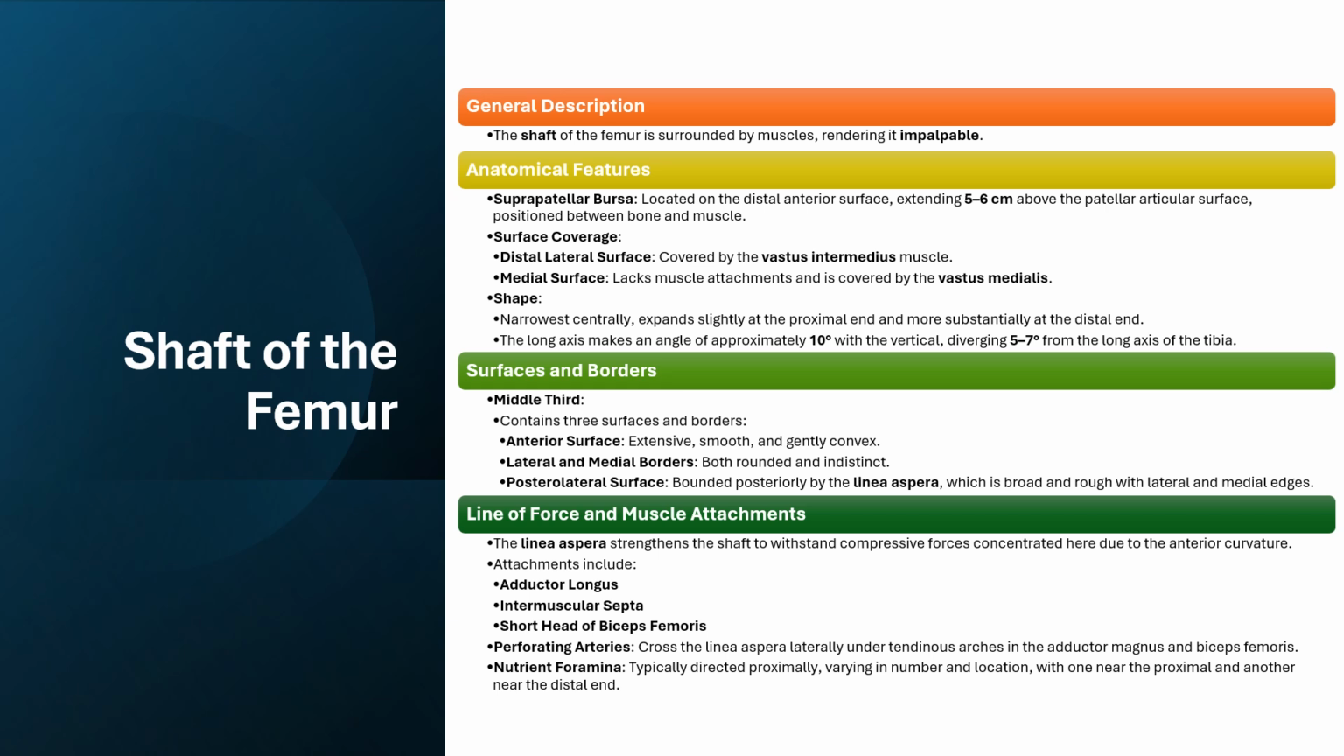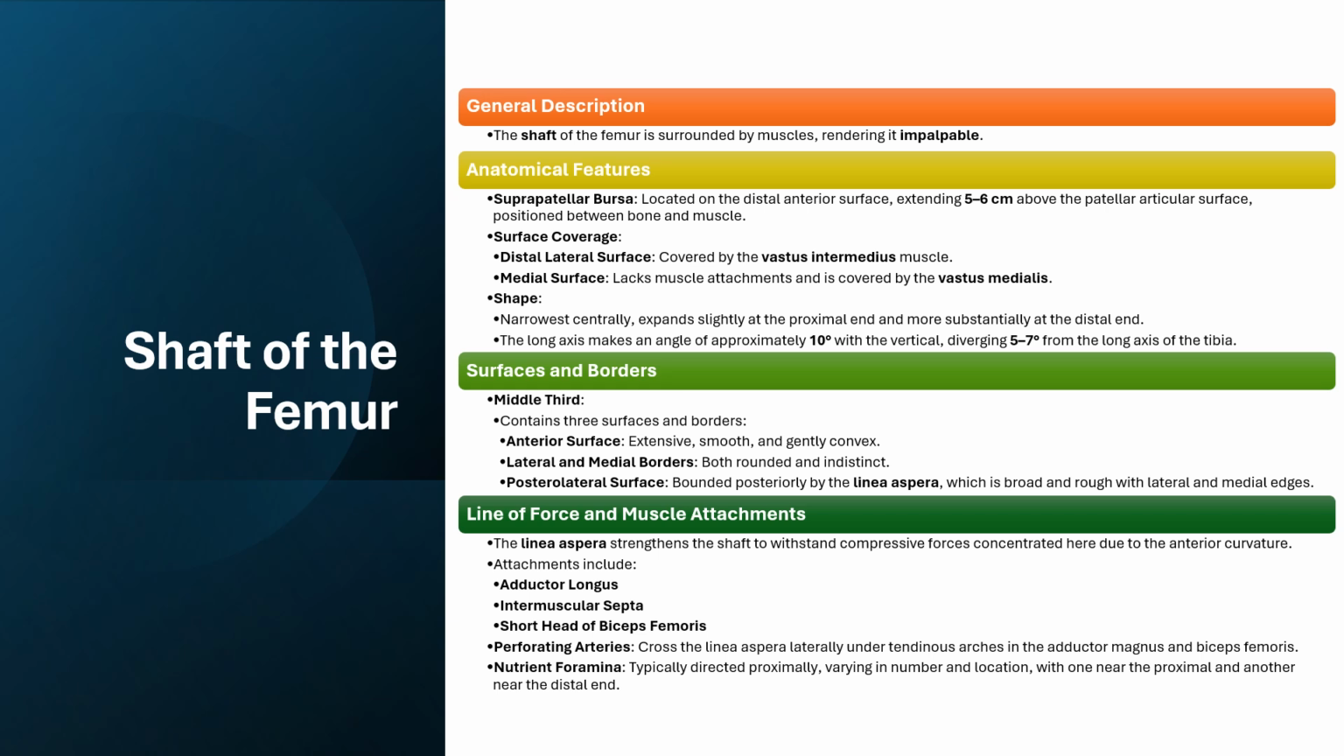The long axis makes an angle of approximately 10 degrees with the vertical, diverging 5 to 7 degrees from the long axis of the tibia. Surfaces and borders: the middle third contains three surfaces and borders. The anterior surface is extensive, smooth and gently convex. The lateral and medial surfaces are both rounded and indistinct. The posterolateral surface is bounded posteriorly by the linea aspera, which is broad and rough with lateral and medial edges.